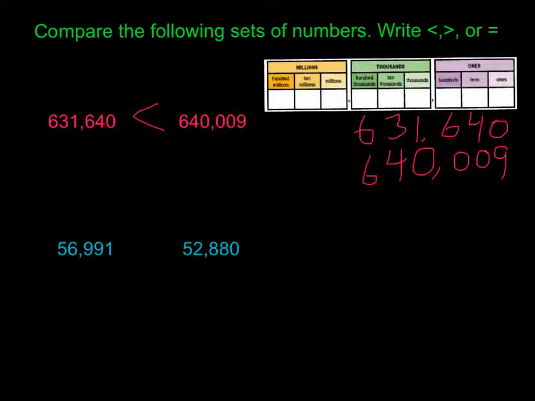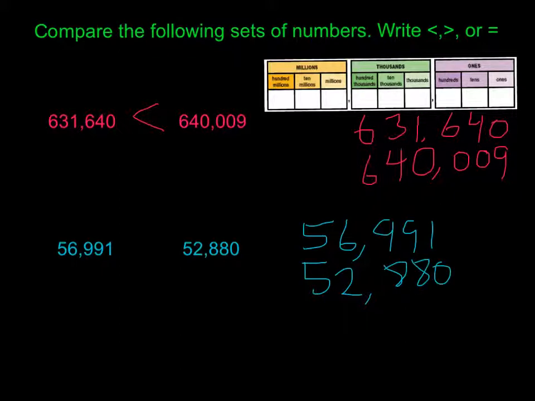Now, we're going to come down here to our second one. We have 56,991, and we have 52,880. I can do the same thing with the chart, or I could just compare them without using a chart, but I still want to put them on top of each other because it makes it easier to see. So I'm going to take my 56,991, and I'm going to put it on top of my 52,880.